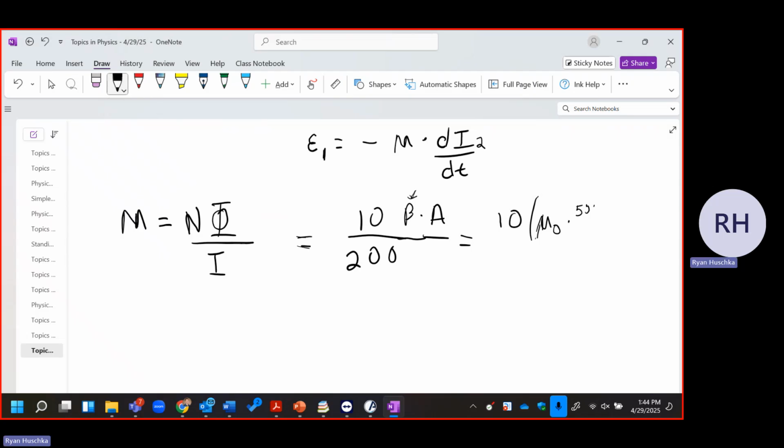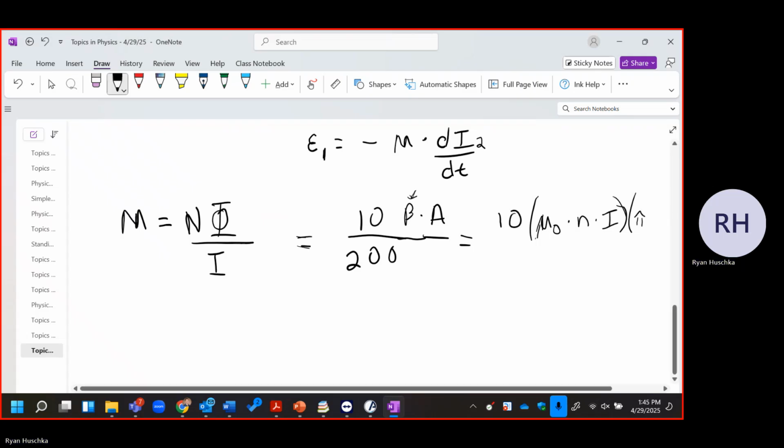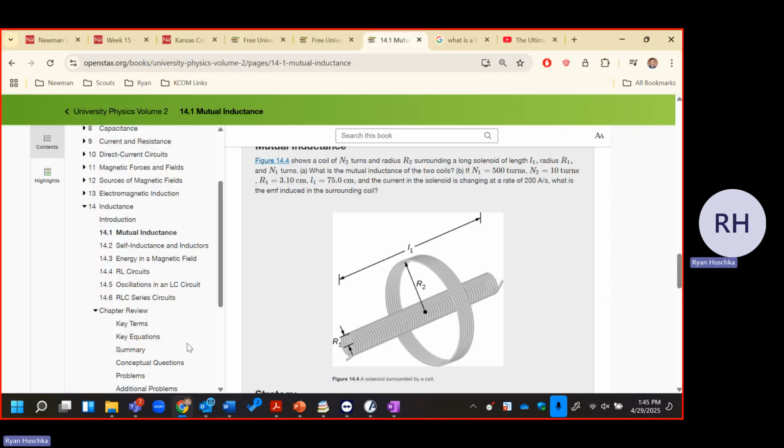Current density would be 500 turns. Actually, I should probably write that differently. N times I, that's our B. And then our area, well, it's a cross-sectional area, right? So it's a cylinder, so we're looking at a circle, so pi r squared. You've got two R's right there.